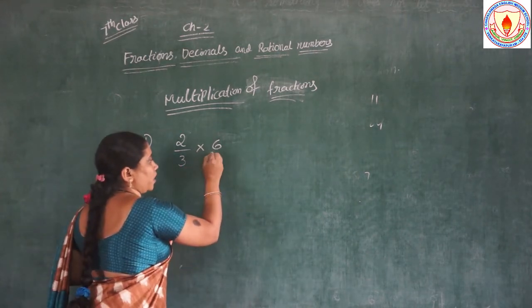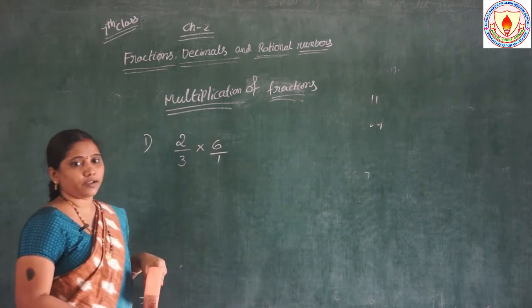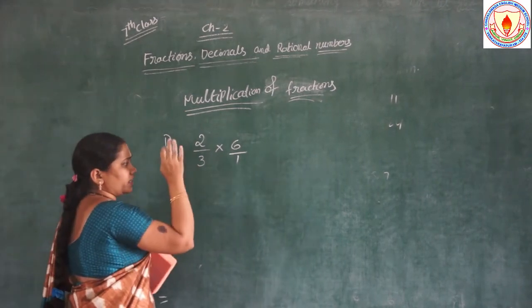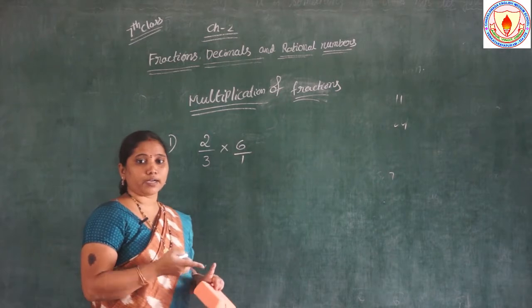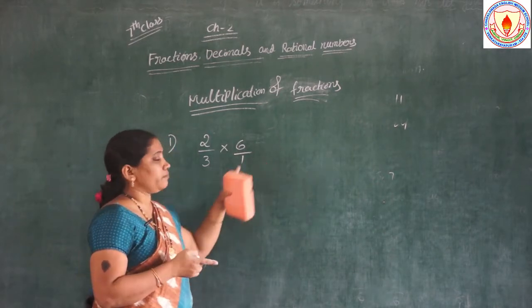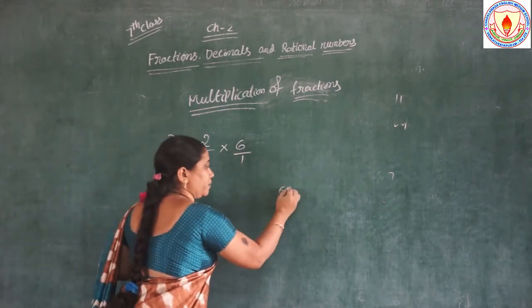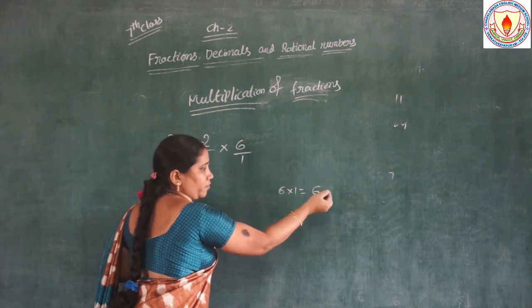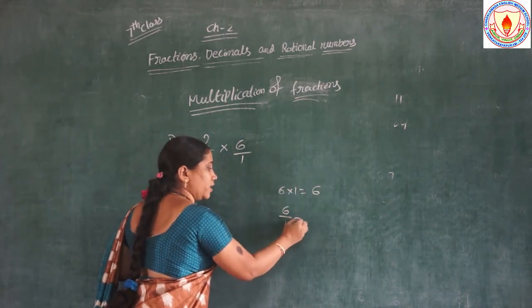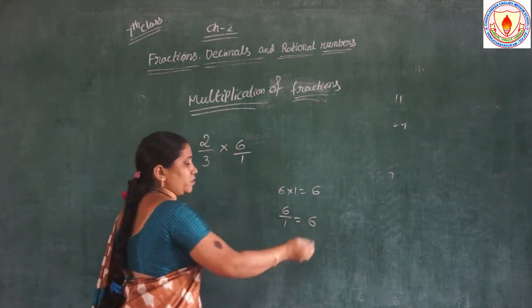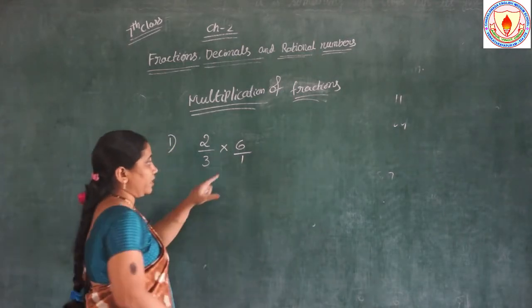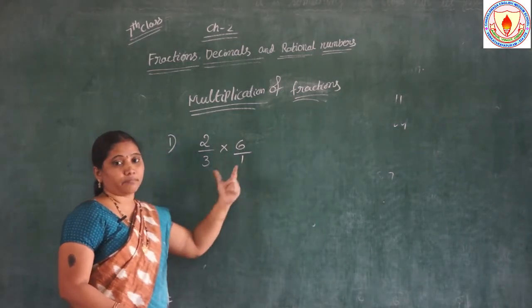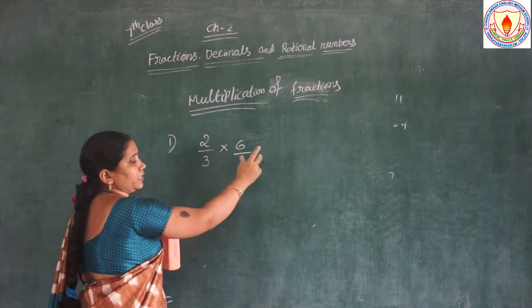Why? Now you convert it into the fraction 6 by 1. Why do we write by 1? By 1 means if you multiply with 1 or divide by 1, the same number will come. Multiplying 6 with 1 gives the same number. Or 6 by 1, dividing by 1 gives the same number. So no problem to write divided by 1. So when they give any whole number, you can write it by 1. Now this is a fraction and this is a fraction.